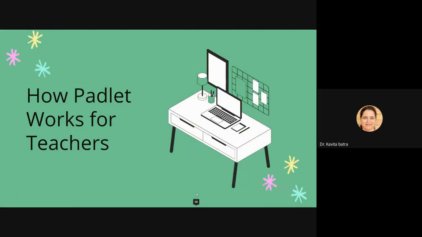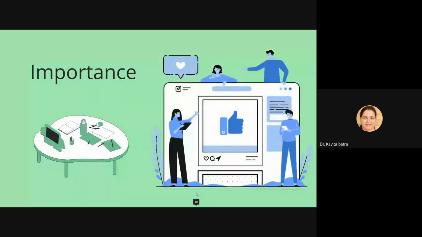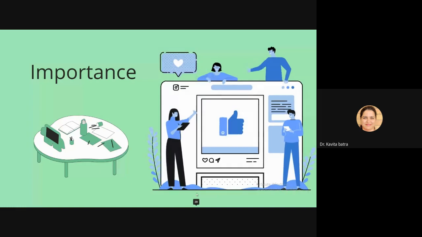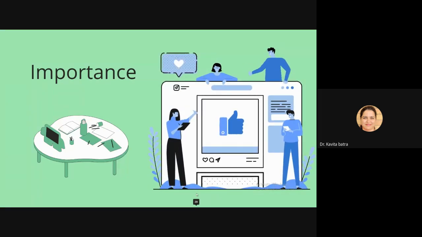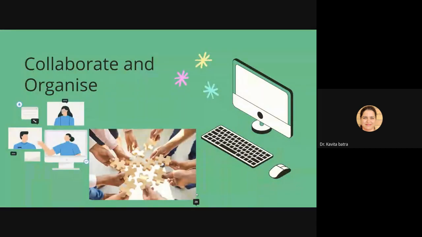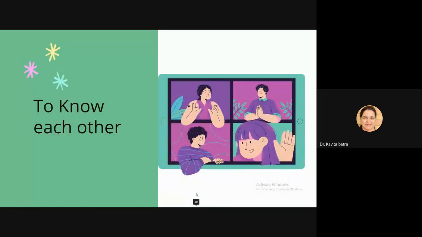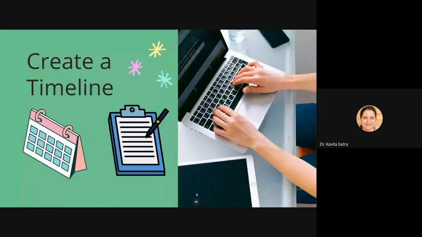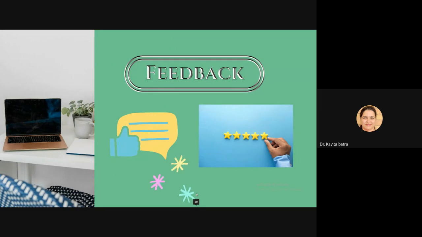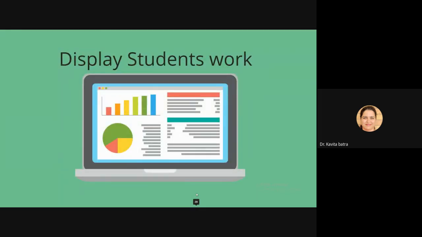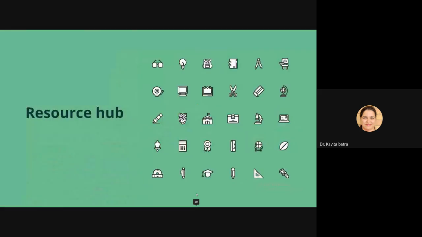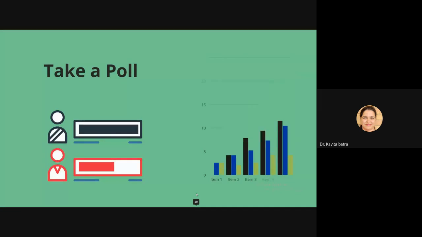Now let us understand how Padlet works for teachers. We have discussed already the importance of Padlet, or importance of collaboration, like promotion of active learning, enhanced student engagement, access to global resources and real world preparation. It is very much important. We can collaborate and organize the things, and it helps in knowing each other. We can create a timeline with the help of that timeline layout. We can collect the feedback from the students. We can display students' works on this wall. We can hold a debate, and we can collect the resources on this wall. We can create a map, writing workshop. We can take a poll, and this is all about my presentation.